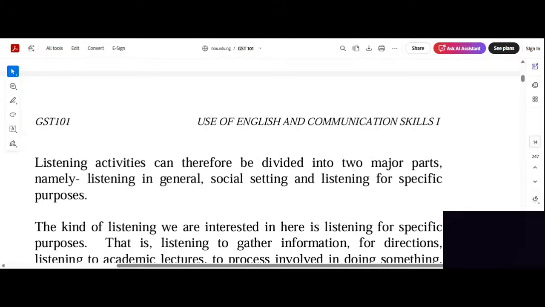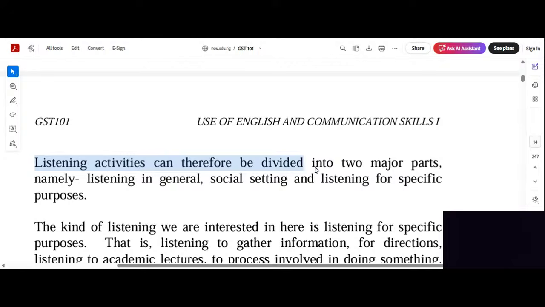So, listening activities, when you look at all those things we have said, listening to lectures, listening to a radio, recorded tape, a conversation on the phone, your friends talking, and so on and so forth, you find out that they are in categories. So let's try to categorize them. Listening activities can therefore be divided into two major parts. The first one is listening in general and social setting, and the second one is listening for specific purposes.